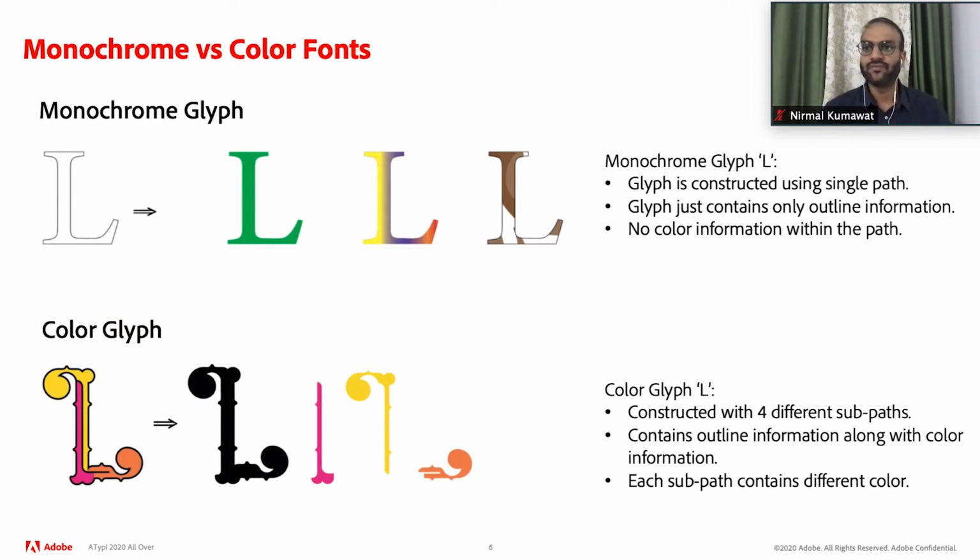Moving on, what are the differences between monochrome and color fonts? One of the major differences between monochrome and color fonts is that each glyph of a color font can have multiple colors within a font file itself. But monochrome fonts just contain outline information for each glyph. In the given example, a monochrome glyph L is constructed using a single path which can be filled up with different color, gradient, or texture by an end user. In contrast, color glyph L has 4 different subpaths where each subpath has been pre-assigned with a unique color.